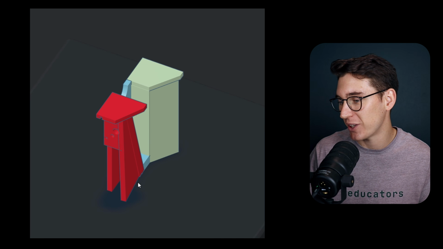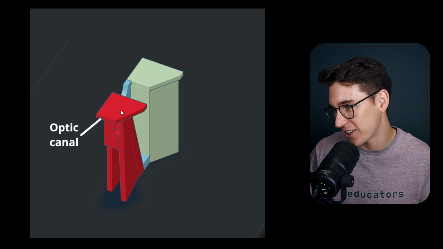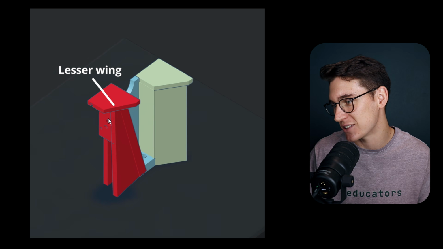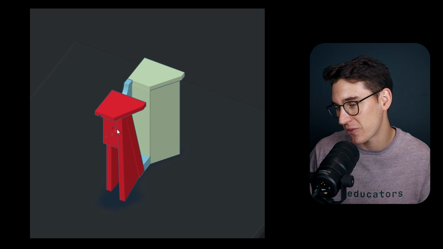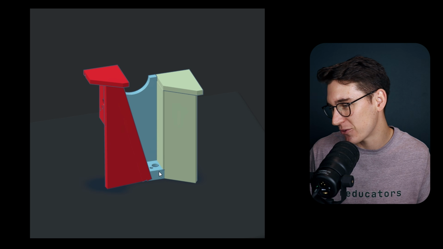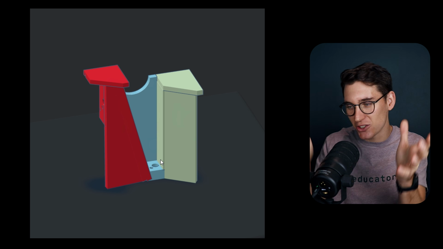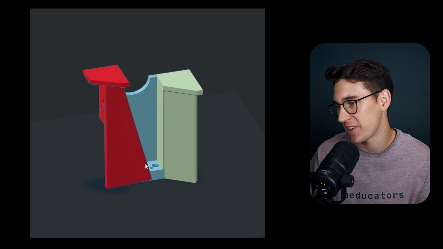The sphenoid bone, we can see a lateral and medial pterygoid plates, as well as the optic canal that runs through the lesser wings of the sphenoid here, and 3 separate foramina that we're going to look at later. You can see that the Pterygopalatine Fossa has this inverse pyramid shape. It goes from wide to narrow as we head inferiorly.